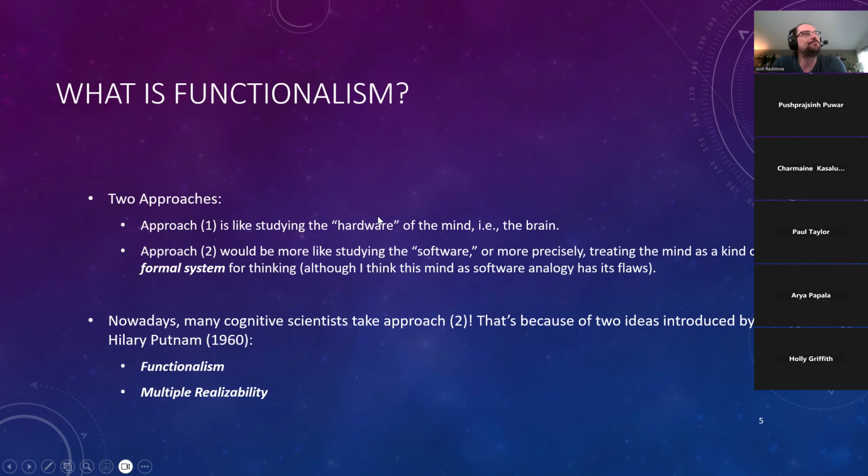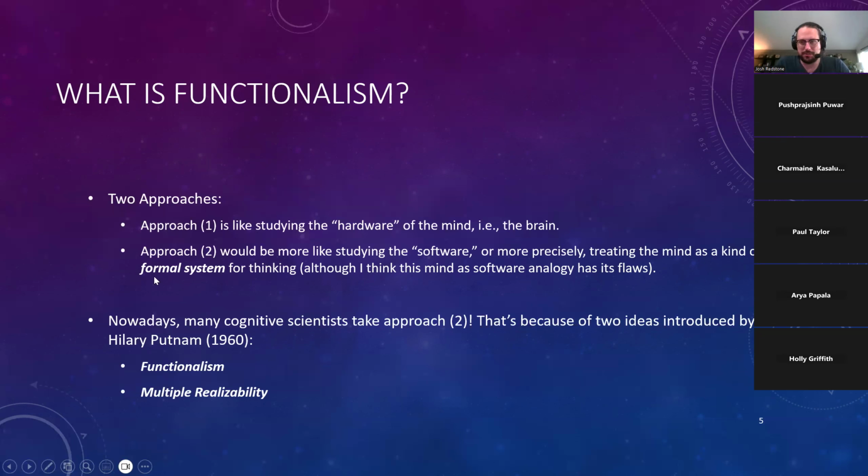Andy Clark talks about the brain not in terms of hardware and software, but in terms of wetware and mindware, which might be more apt. But just think of the mind as a formal system for thinking. That's what we're studying when we study the mind as a formal system.